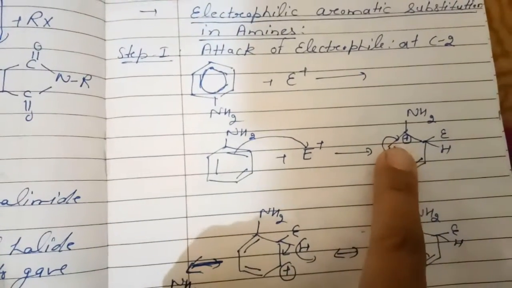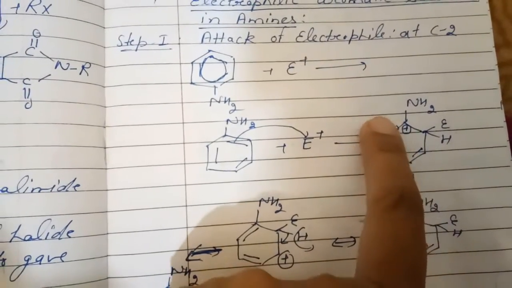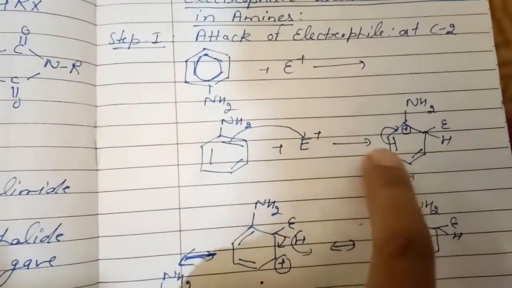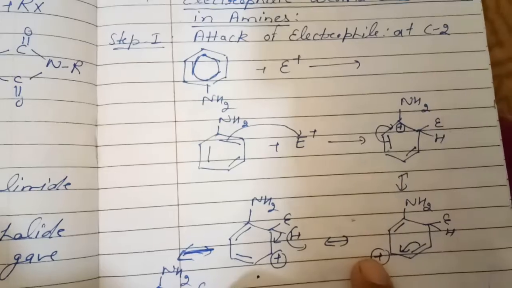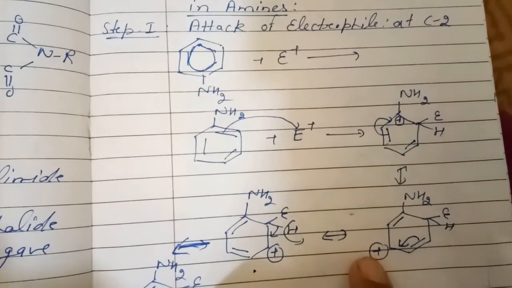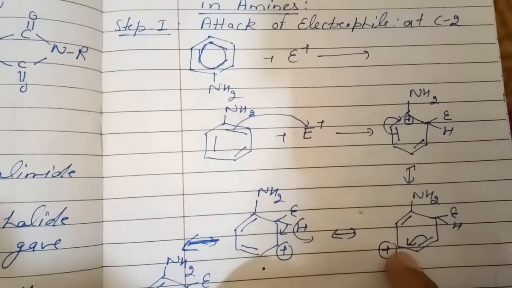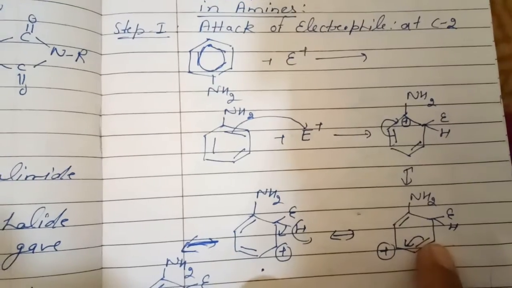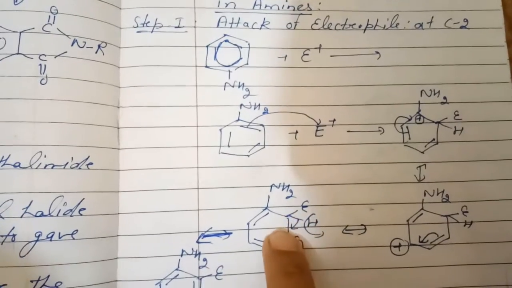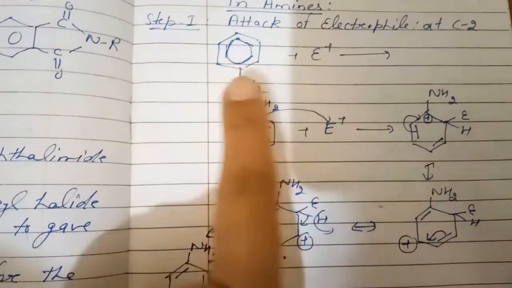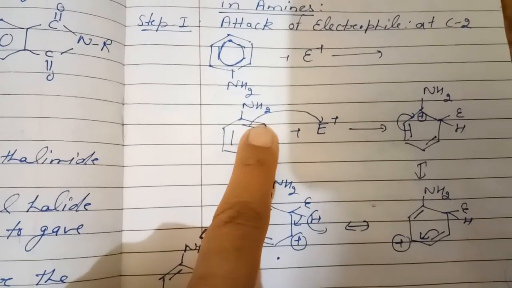In the next structure, when this positive charge appears at this carbon, this bond will shift to this position due to resonance, and again a positive charge will be created at this position. This carbocation will be formed. After this, in the next resonating structure, this electron pair will shift here and a new positive charge will be created at this position. After that, when H positive is removed, this bond will be displaced here, and we will get these resonating structures when an electrophile attacks at the second position. This is called the ortho position.